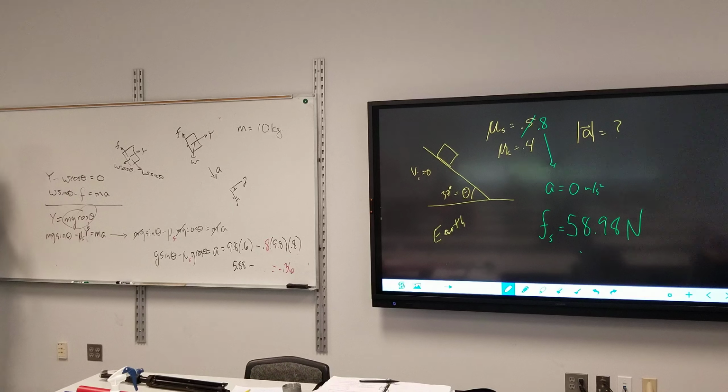Since acceleration is 0, we established that when we got the negative acceleration, that meant it's not actually going to move. I went back to here, I know that mg sine theta minus that friction force, which I now know is static, is equal to 0. So therefore, the static friction must be equal to mg sine theta, because friction is opposing just that part of the weight.